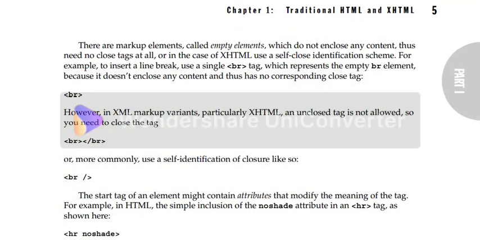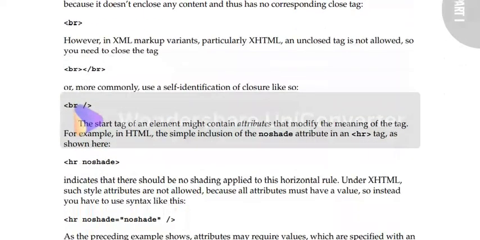There are markup elements, called empty elements, which do not enclose any content, thus need no close tags at all, or in the case of XHTML use a self-closing identification scheme. For example, to insert a line break, use a single br tag, which represents the empty br element because it doesn't enclose any content and thus has no corresponding close tag. However, in XML markup variants, particularly XHTML, an unclosed tag is not allowed, so you need to close the tag: <br></br>. Or, more commonly, use a self-closing identifier like so: <br />.